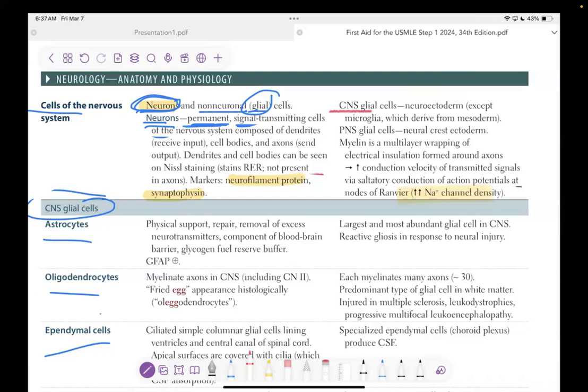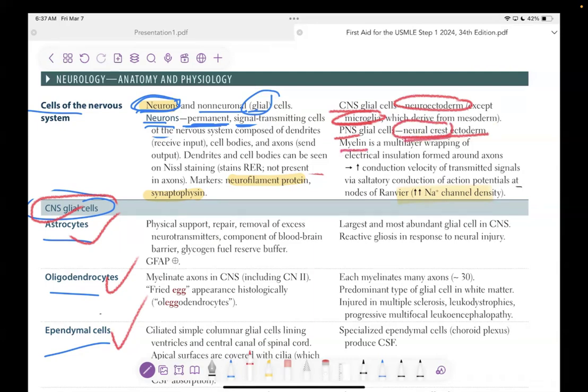So CNS glial cells: we are going to study astrocyte, oligodendrocyte, ependymal cell, and microglia. All of them are generated from neuroectoderm, just microglia is generated from mesoderm. And the peripheral nervous system, we know, is generated from the crest around the CNS, which is called neural crest.